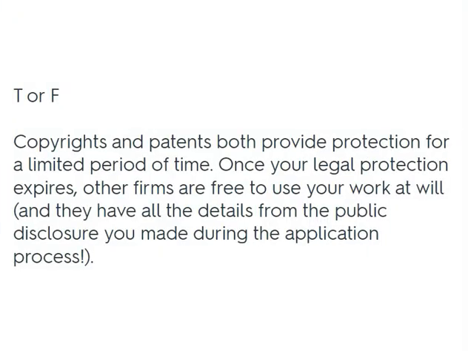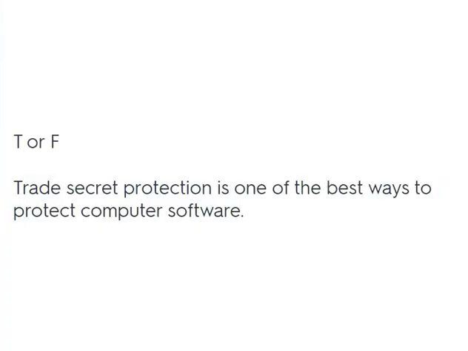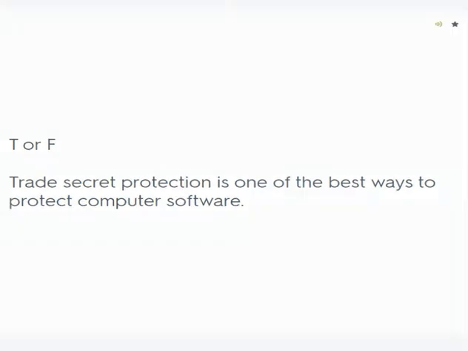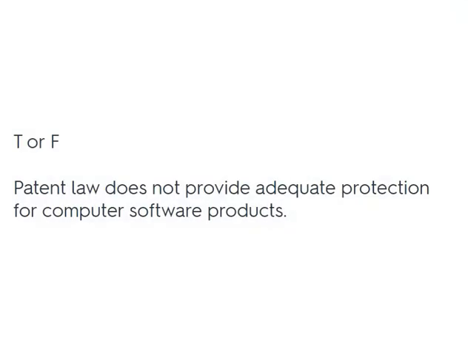T or F. Copyrights and patents both provide protection for a limited period of time. Once your legal protection expires, other firms are free to use your work at will. True. T or F. Trade secret protection is one of the best ways to protect computer software. True. T or F. Patent law does not provide adequate protection for computer software products.